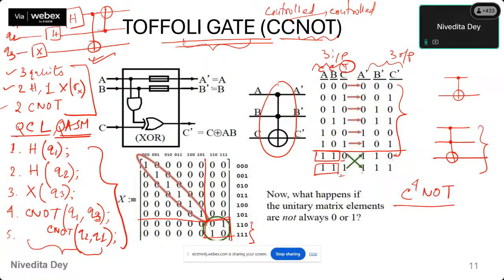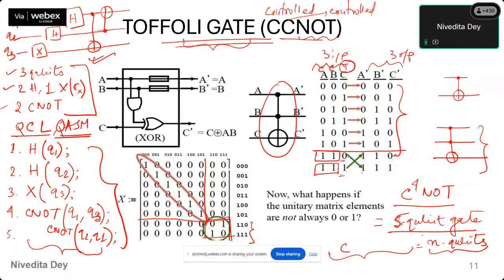A quick note: for a CC NOT gate, how many inputs do you have in total? 3. So C squared NOT has 3 qubits. It's a 3 qubit gate. So then C to the power 4 NOT gate is how many qubit gate? It's a 5 qubit gate, because C to the power 1 NOT gate is a 2 qubit gate. Similarly, if you have a total of n qubits, then the maximum control NOT gate size will be C to the power n minus 1 NOT gate, because C to the power n minus 1 NOT has n inputs, and in order to feed n inputs, you need n qubits.